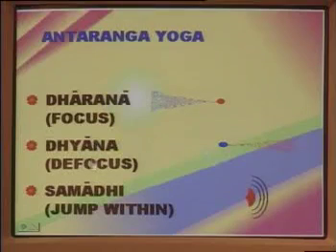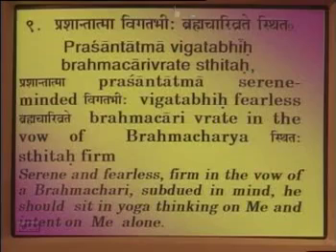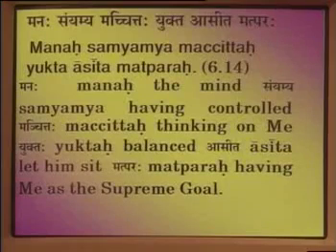So, Antaranga Yoga consists of dharana, dhyana, and culminating in samadhi. Dharana is focusing of the mind, dhyana is the process of defocusing, and samadhi is absorption, jumping inside, jump into a higher realm of consciousness. There is an internal jump that takes place, and that is the samadhi. Prashantatma vigatabhihi brahmachari vrate sthitaha manas sanyamya macchittaha yukta asita matparaha.